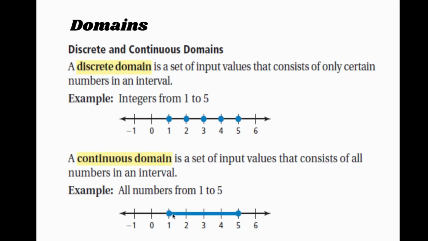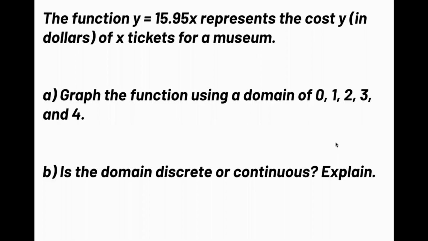So that would include 1.5, 2 1/4, and all those decimal values that rest between 1 and 5. For our very first example, we're still going to be working with functions, except now we're going to be including the discrete and continuous domain.